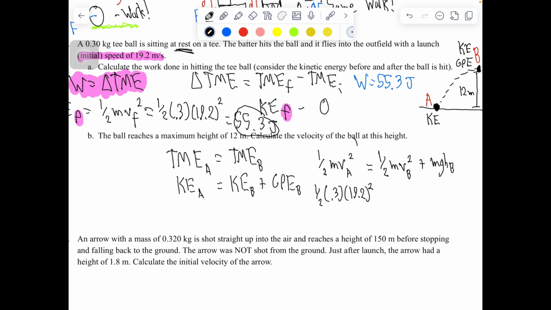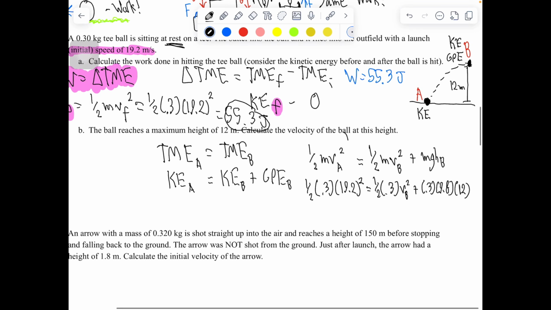We're squaring it, is equal to 1/2. The mass doesn't change, but our velocity, that's what we're solving for. mgh, 0.3 for m, 9.8 for g, and that height given to us as 12, saving room by just not putting in my units there, just for the sake of saving a bit of room.